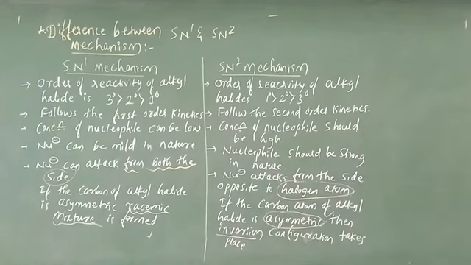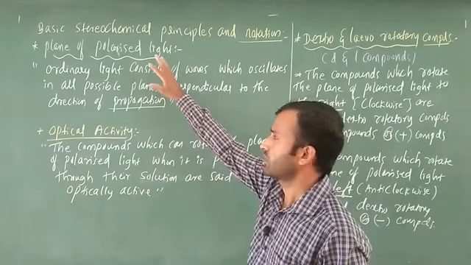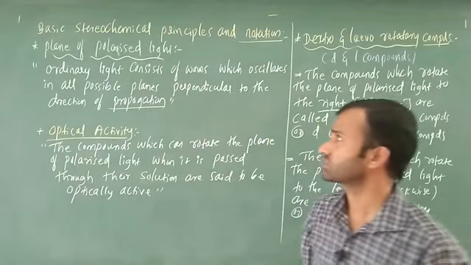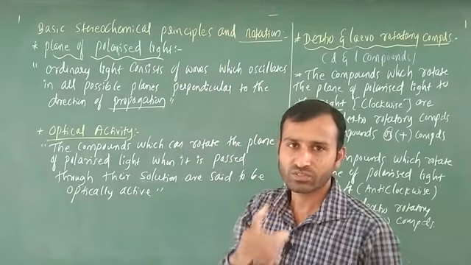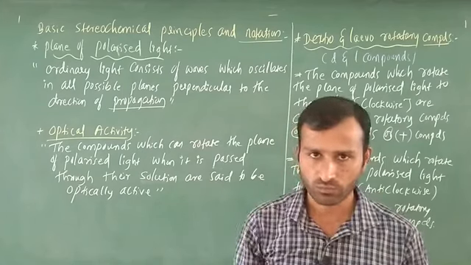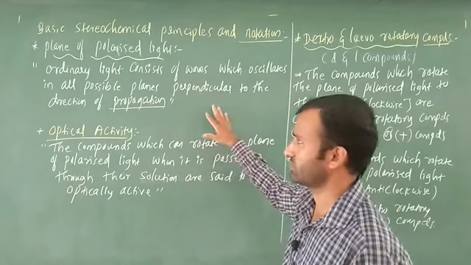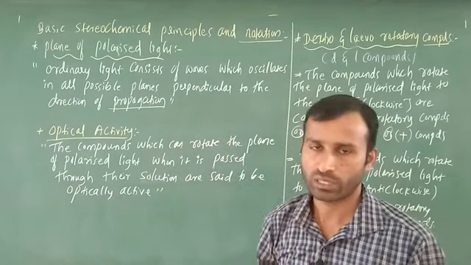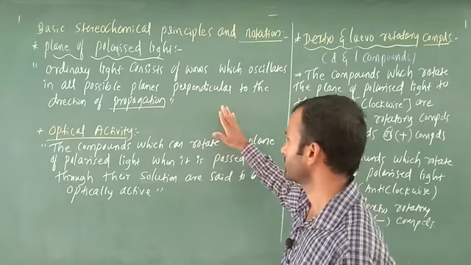Okay, listen here friends. The next concept is the basic stereochemical principles and notation. In this case, we will cover the definitions of optical activity, optical isomerism, and plane of symmetry. All these points we are going to cover: dextrorotatory, levorotatory, their definitions, and what a racemic mixture is. We will study this in this case.